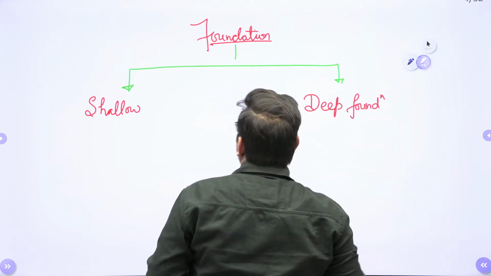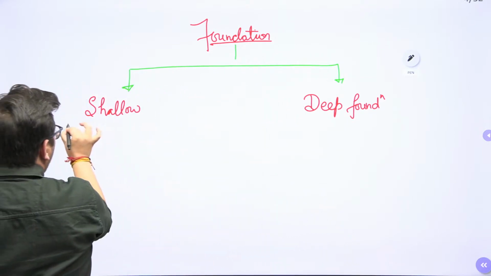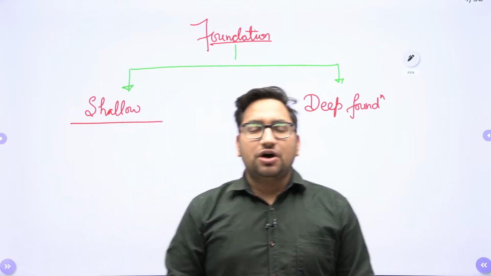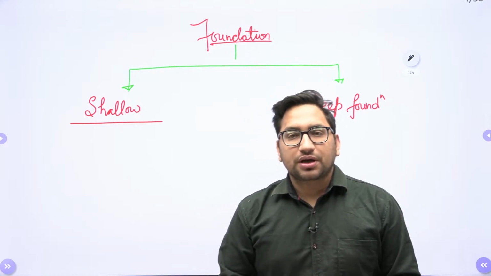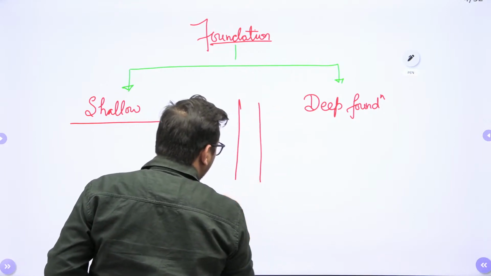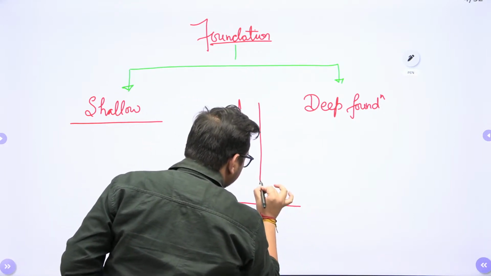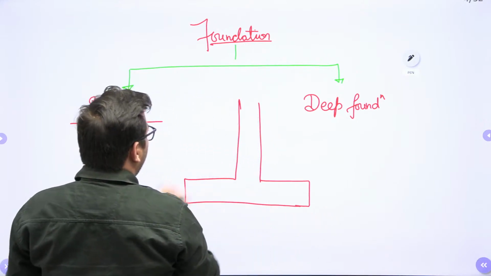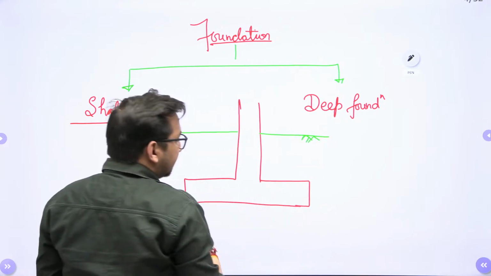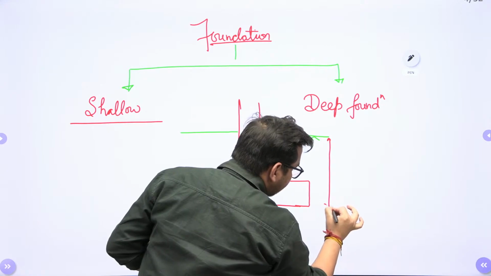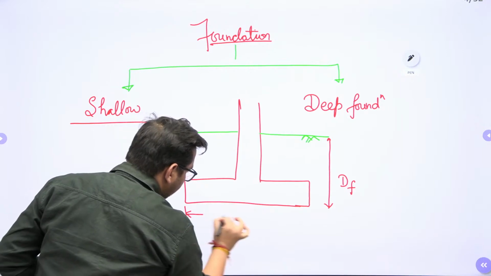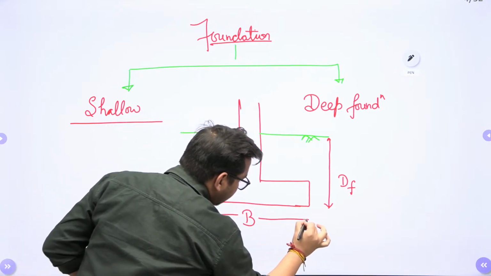Right? Now if we talk about the shallow foundation, mathematically how can we define that a particular foundation is a shallow foundation? On the basis of the depth to width ratio. Yes or no? Let's suppose this is the foundation, this is your column, and this is your ground level. This depth is the depth of foundation, and this dimension of the foundation we call the width of foundation.